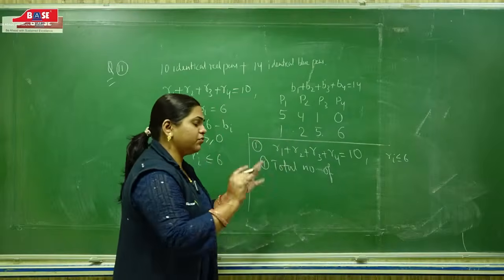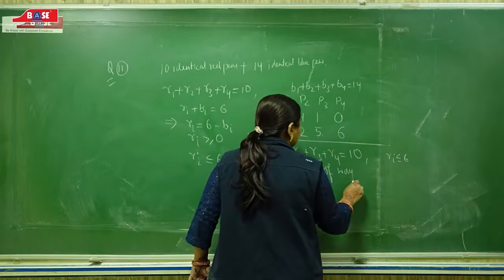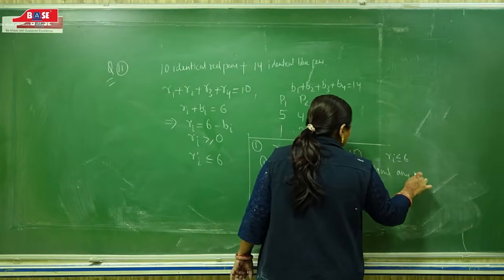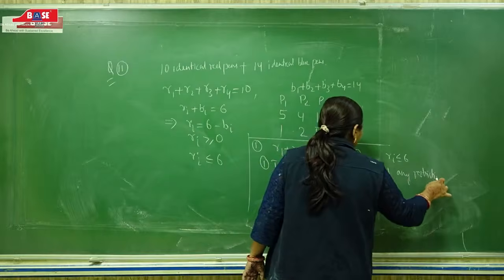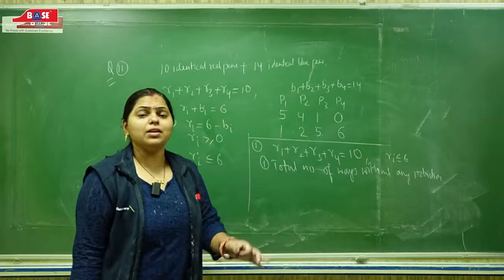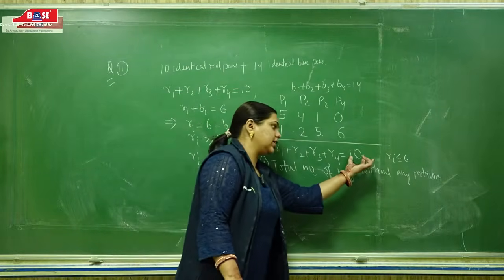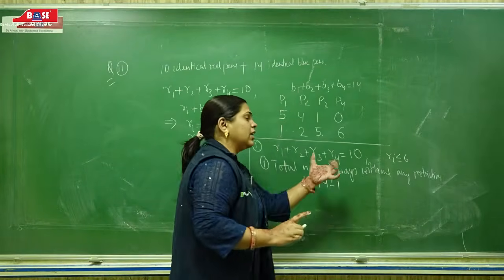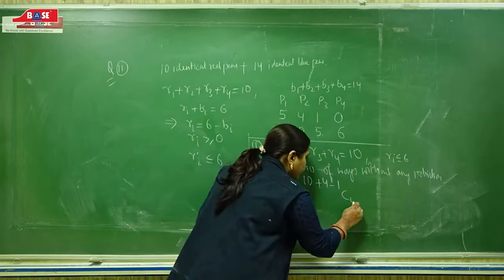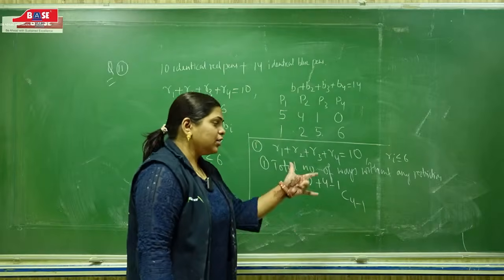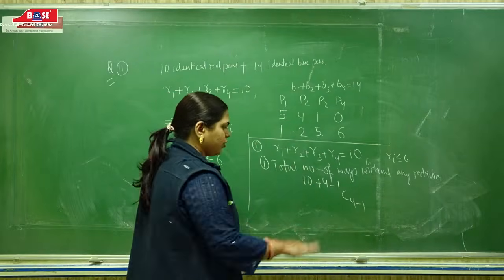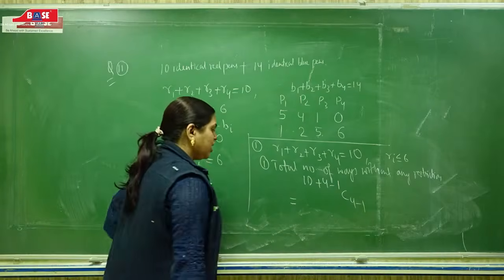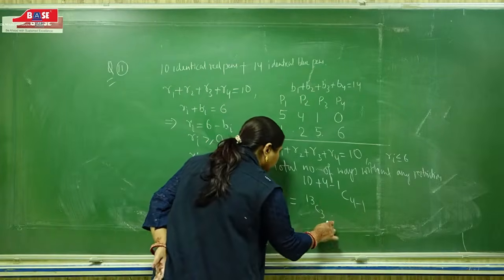So here is the total number of ways without any restriction. What will I get over here? The formula is n plus r minus 1 C r minus 1. So this will be 10 plus 4 minus 1 C 4 minus 1. Is it fine, everyone? So this is what we have got without any restriction. This will be equal to 14 minus 1, so that will be 13C3. This is what we have got.